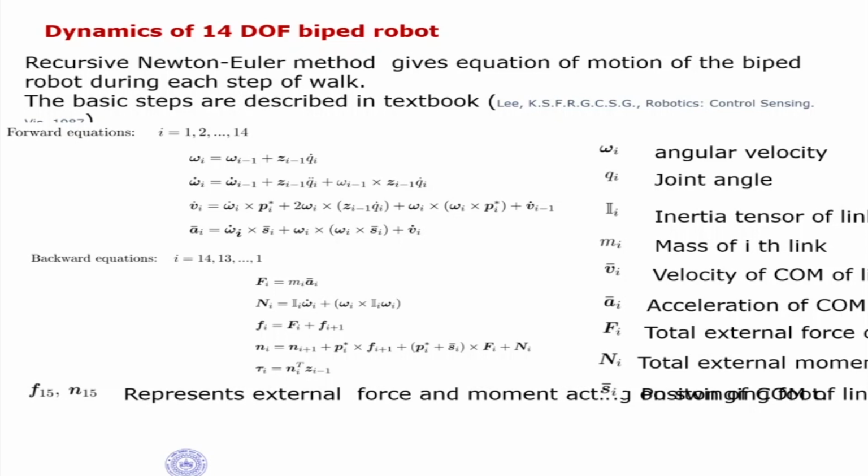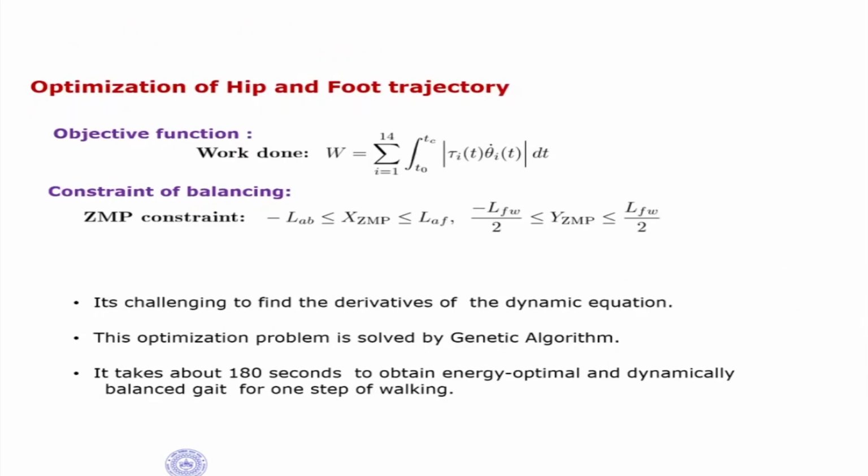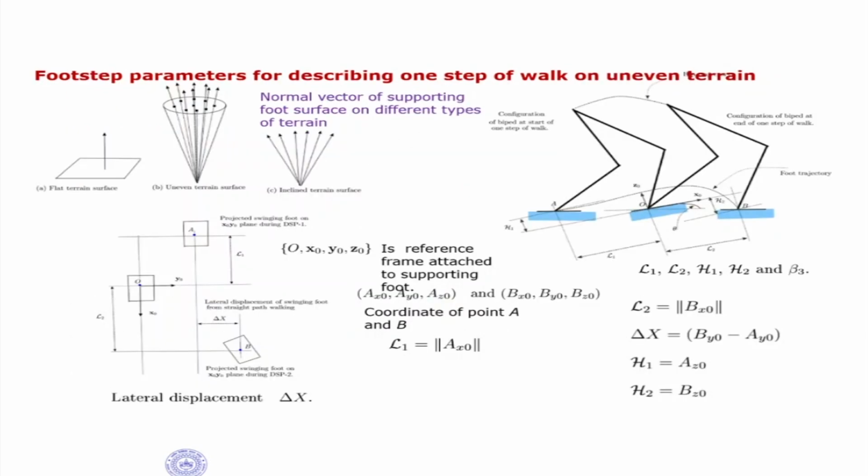This is the Newton-Euler dynamics which you have studied earlier. The procedure is exactly the same. We are again going to optimize and minimize the energy or the work done. So I have to find the torque from this equation. Now the problem comes in the sense that it's very easy to talk about balance when you're in 2D. The moment you're in 3D, then there becomes a problem. So in case of 3D, we need to look at the normal vector of the supporting foot surface.